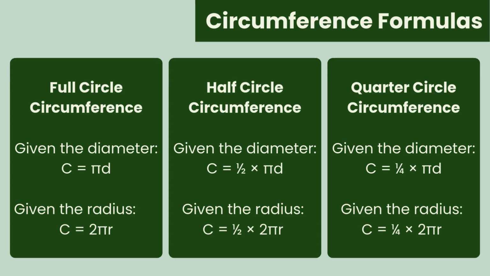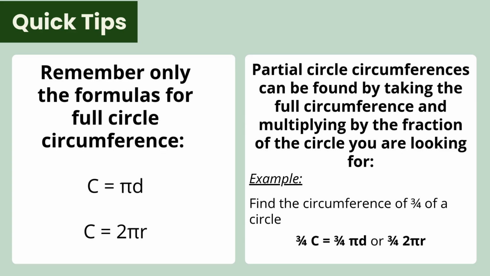If the curved part is only a portion of a circle, like a half or a quarter, you simply take the full circle formula and multiply by the fraction of the circle you're working with. Half a circle, multiply by 1/2. Quarter of a circle, multiply by 1/4. You truly only need to memorize the full circle formulas. C equals pi times diameter, or C equals 2 pi r. Every partial circle comes from just adjusting these.